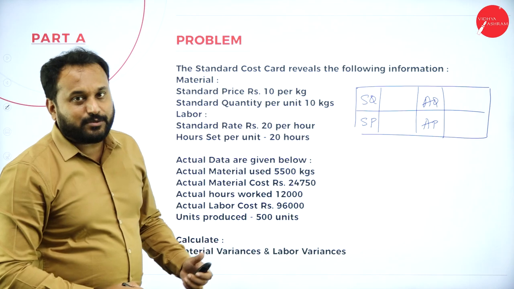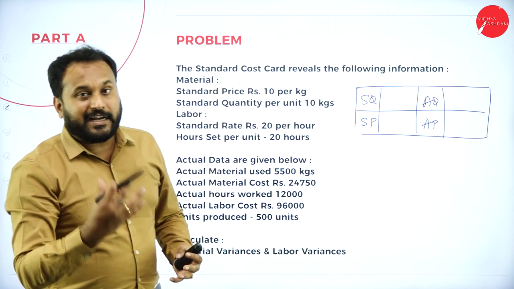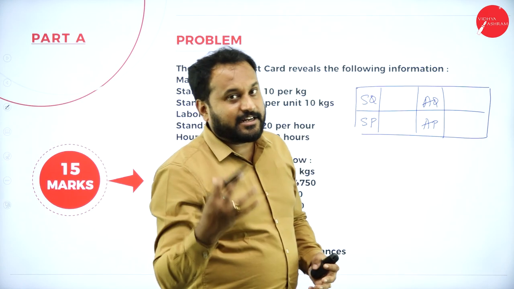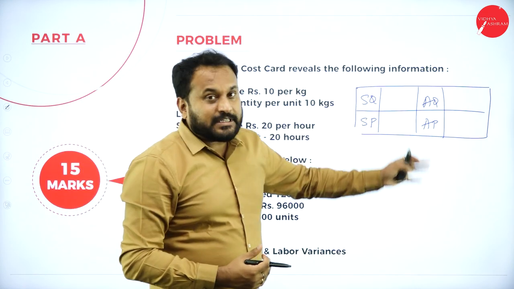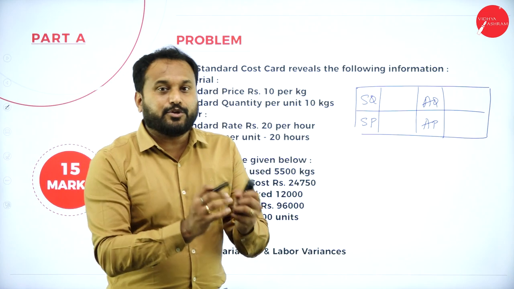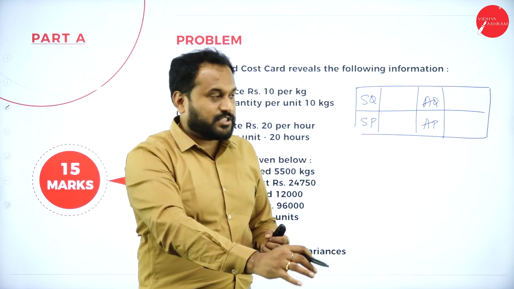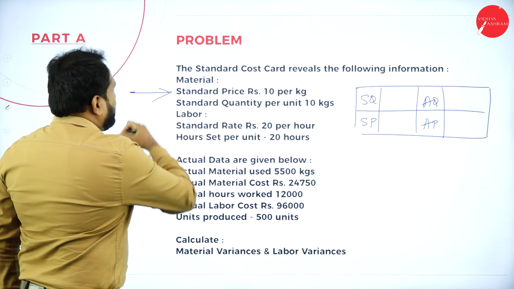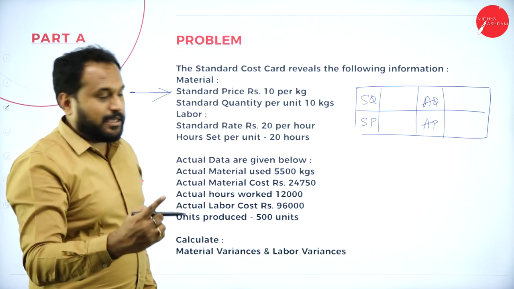Now SQ means what? It is the total raw material the company had decided, that is the standard quantity. AQ is the actual quantity used to prepare the finished goods, which is again raw materials. Now here they have said material. First you take material, then you go with labor.